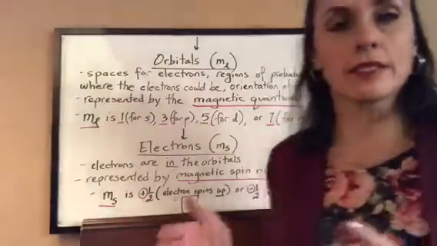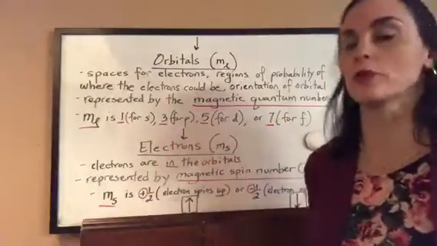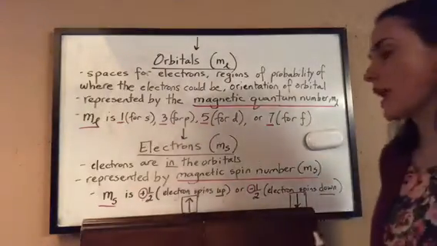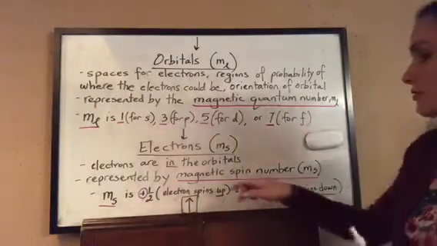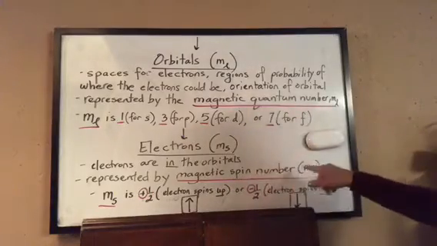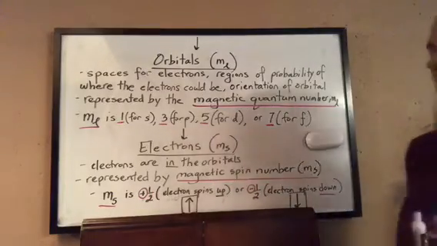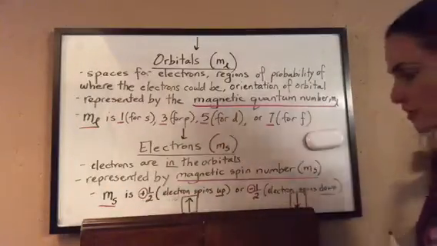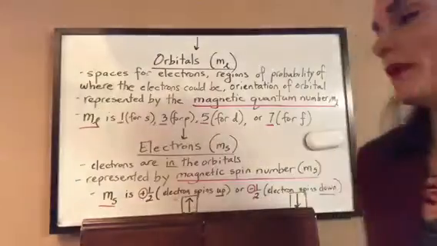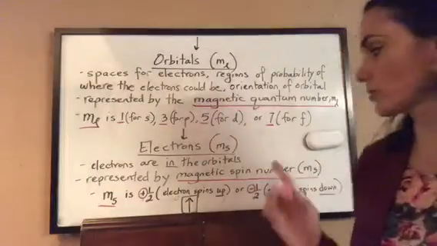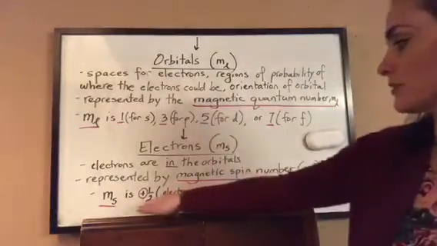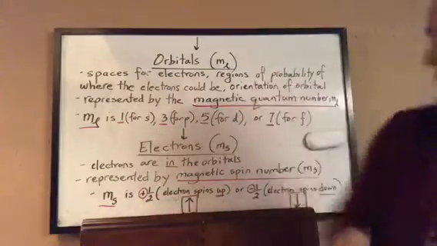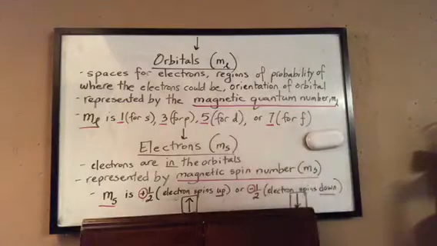And then last but not least, you have the electrons, which go into the orbitals. When the electrons go into the orbitals, they have a direction, they have a spin. And that's represented by the magnetic spin number, m sub s. M sub s is either positive half or negative half, depending upon the electron spin. If the electron is in that orbital and has an upward spin, it has a positive 1/2. If the electron in that orbital has a downward spin, negative 1/2.